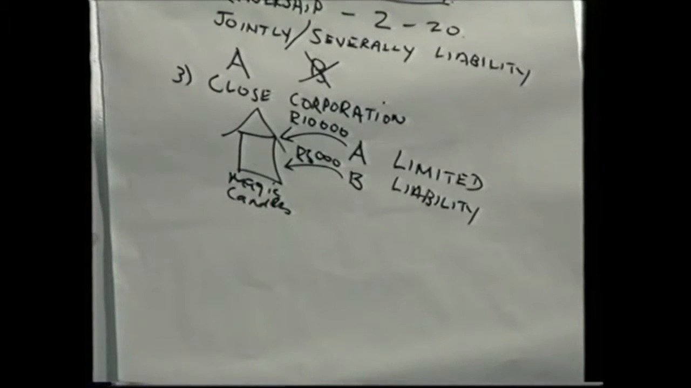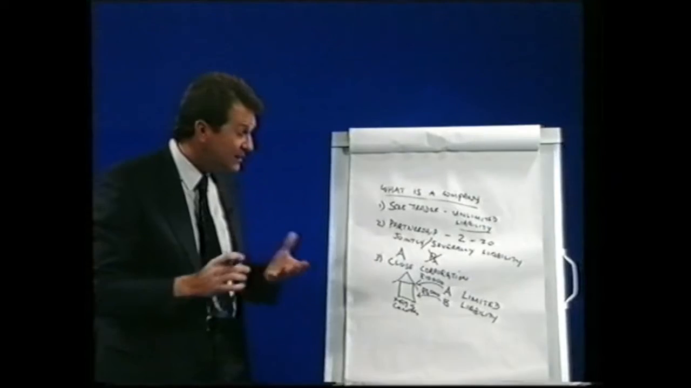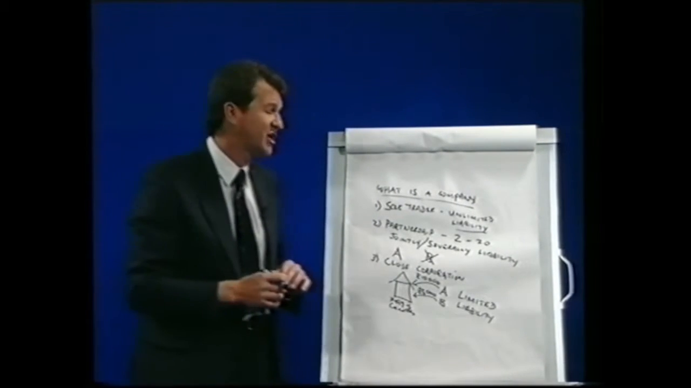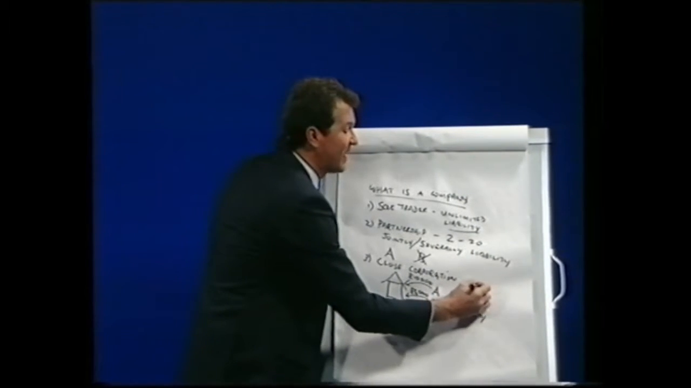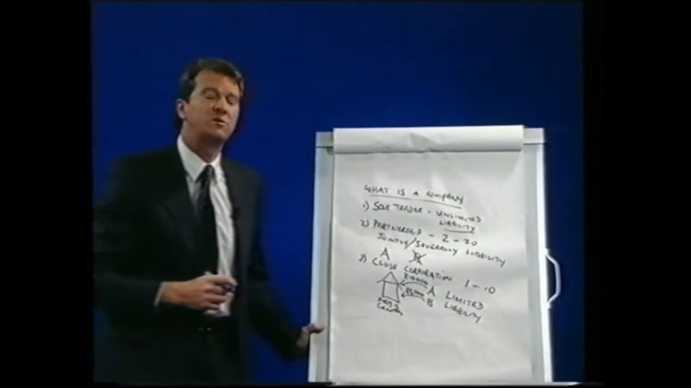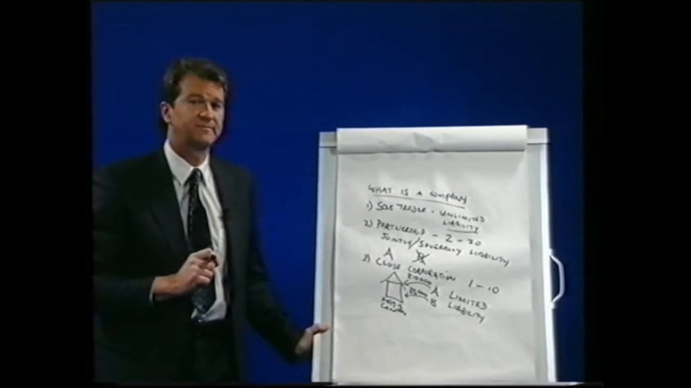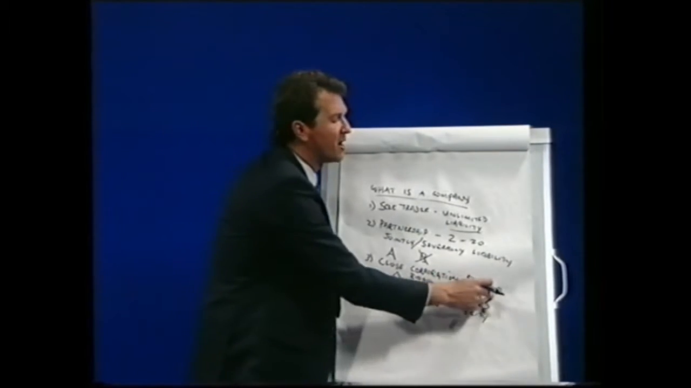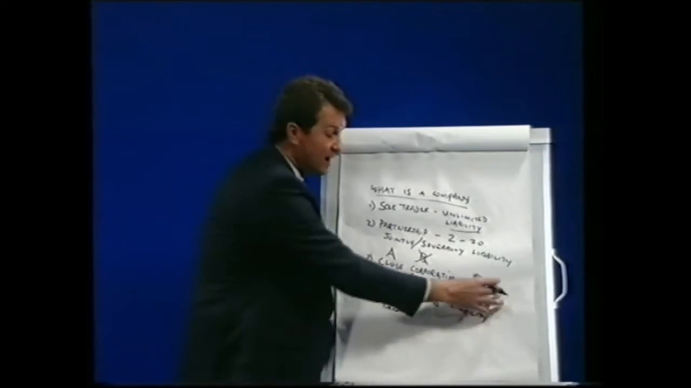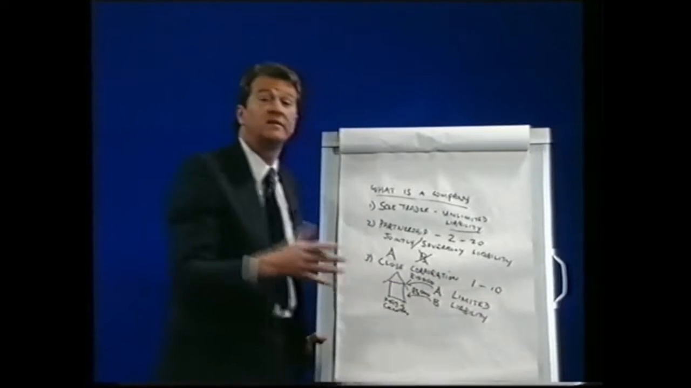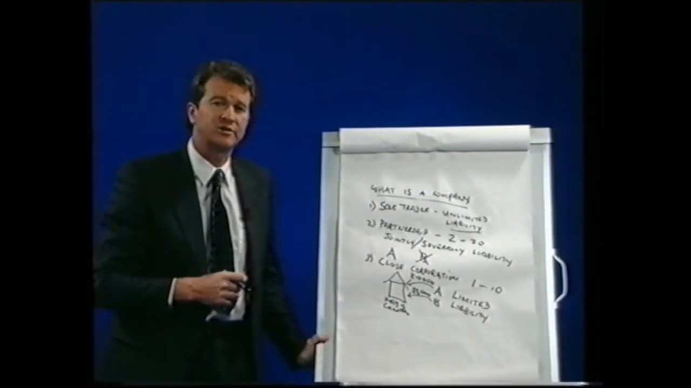closed corporation. Now, the closed corporation has one limitation, and that is that you can only have between 1 and 10 members. The minute you grow beyond 10 members, who are the owners of this business, then you can no longer be a closed corporation.